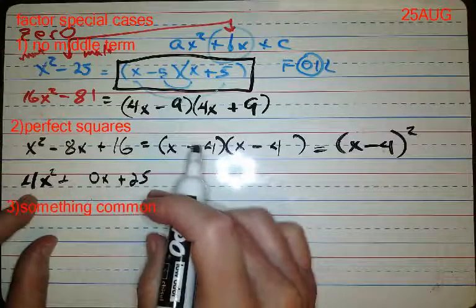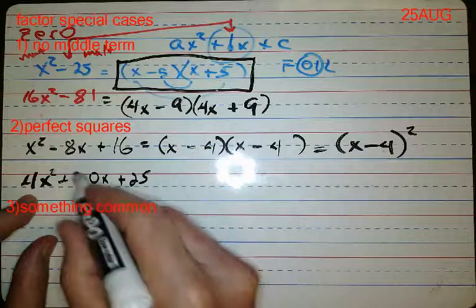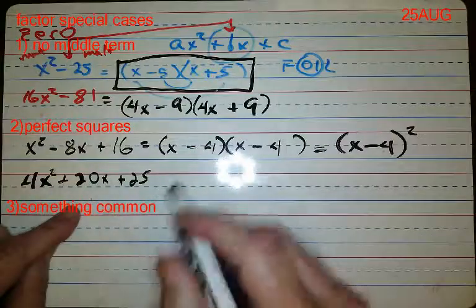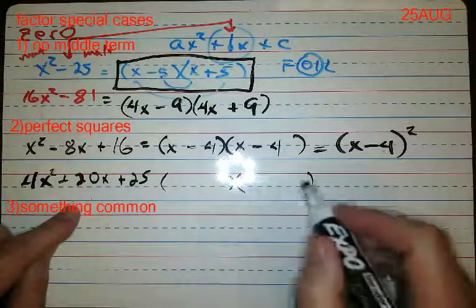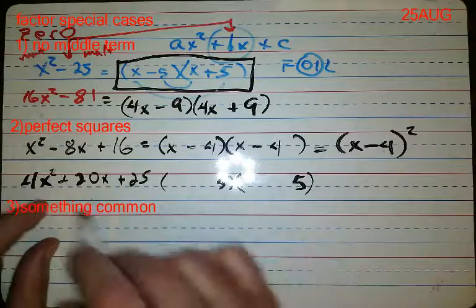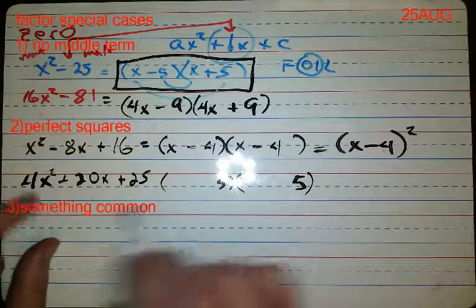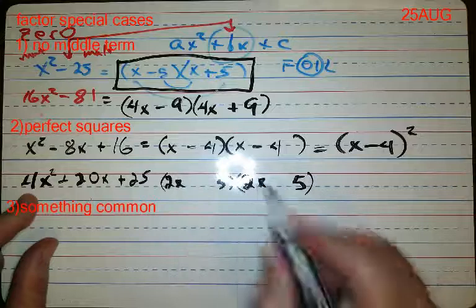And then that one is a 20. Okay, let's try again. I need to find the numbers that multiply to be 25, which I'm going to say are 5 and 5. And they have to be the same. And then to get the 4, I'll bet it's 2x and 2x.